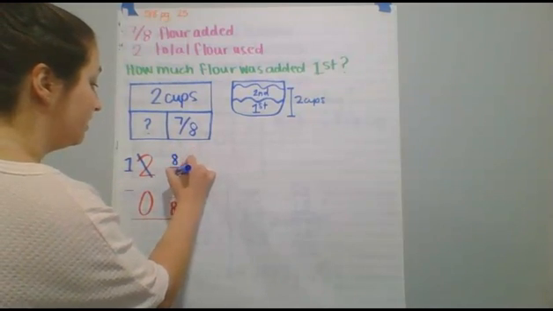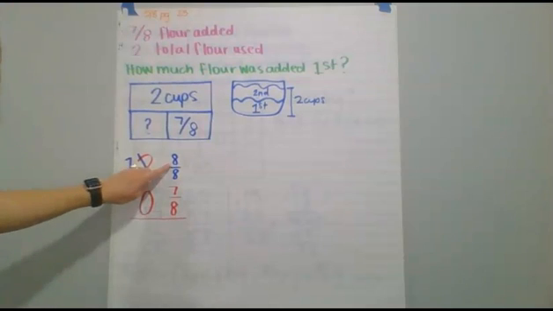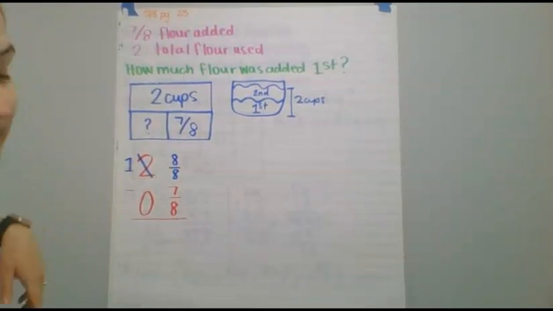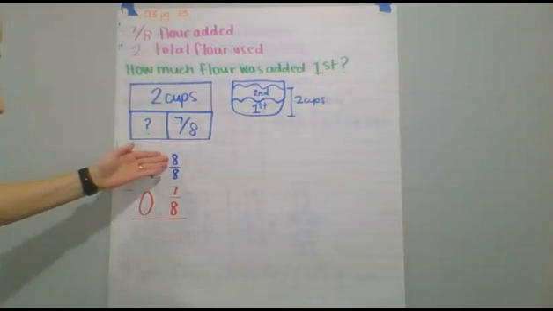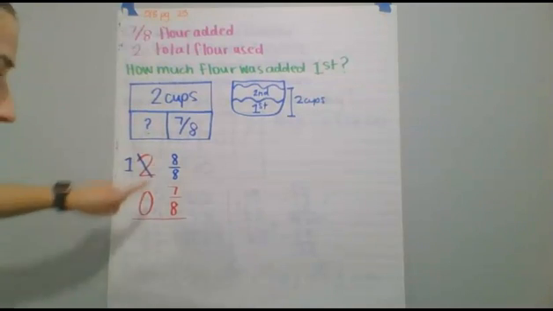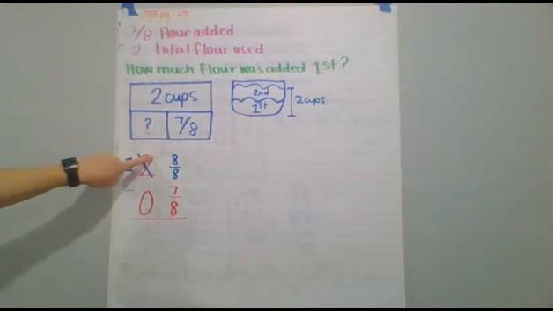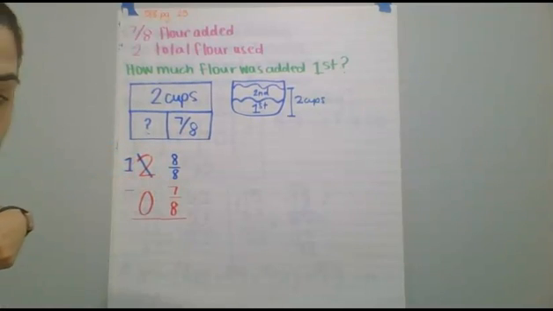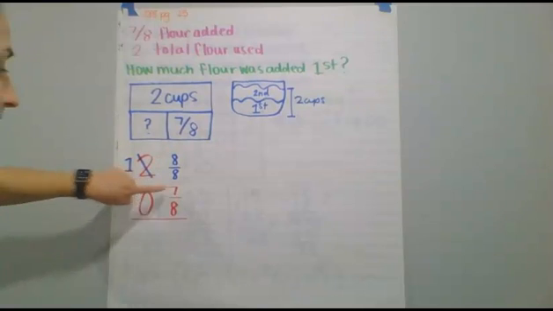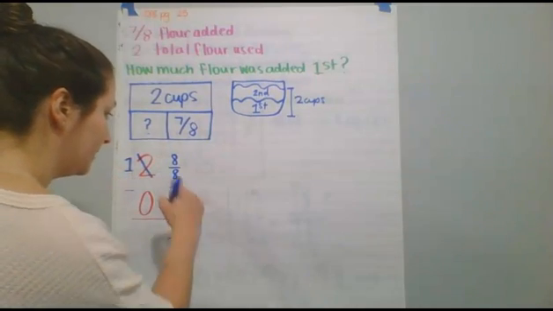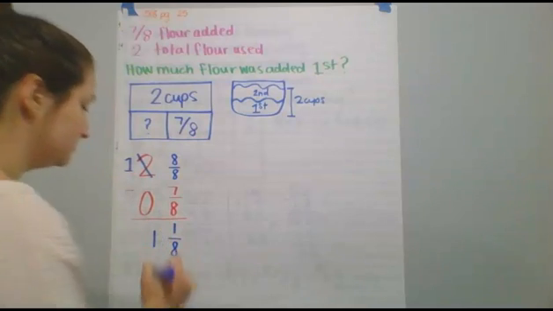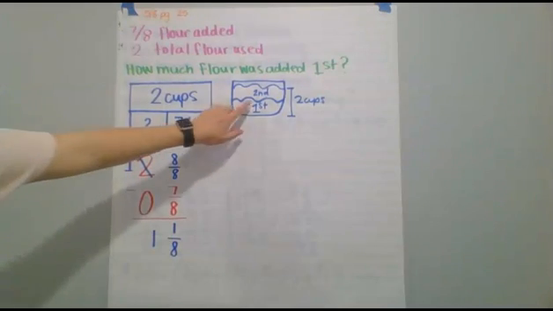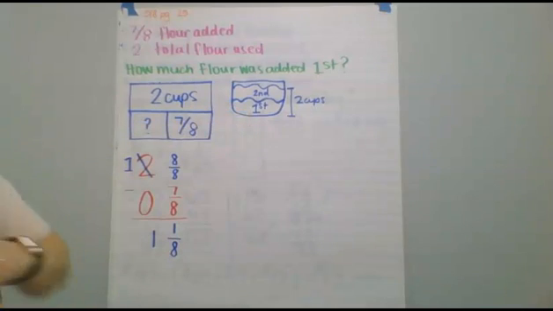Because if I used a different number like 4/4, then I would have to find a common denominator, and I don't want to have to do that because it's super easy for me just to say 8/8 is 1. So 1 plus 1 gives me 2, but instead I just broke it apart. So now I can subtract. 8 minus 7 is 1. My denominator stays the same. 1 minus 0 is 1. So the amount of flour that was in the bowl to begin with was 1 1/8.